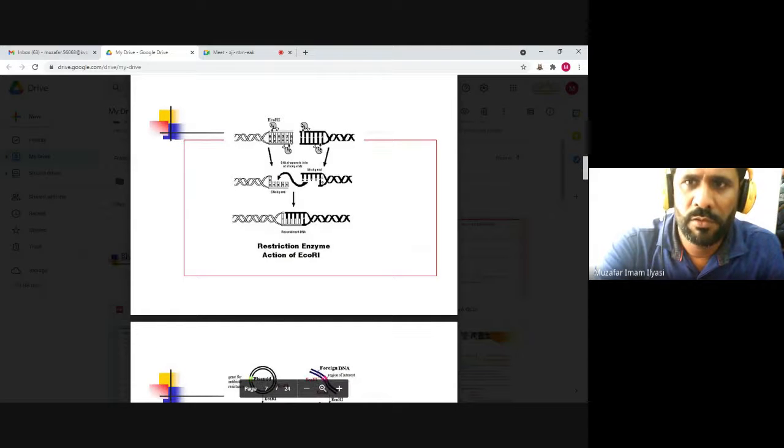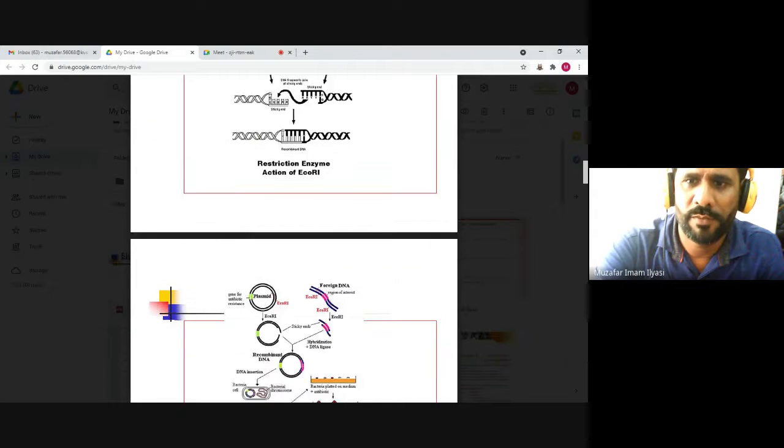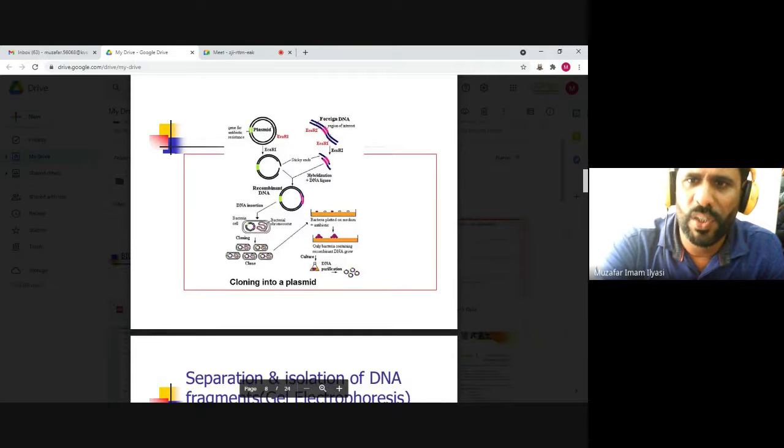You can view the entire function of restriction enzyme action of EcoRI. Here also, the cloning into a plasmid process is shown in this figure.